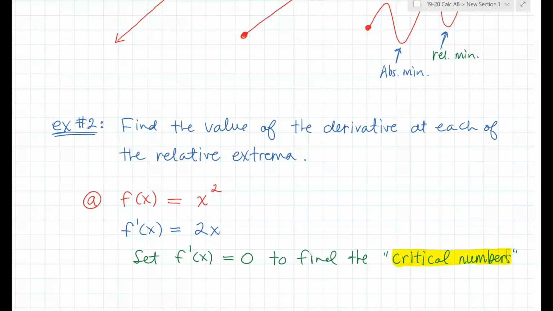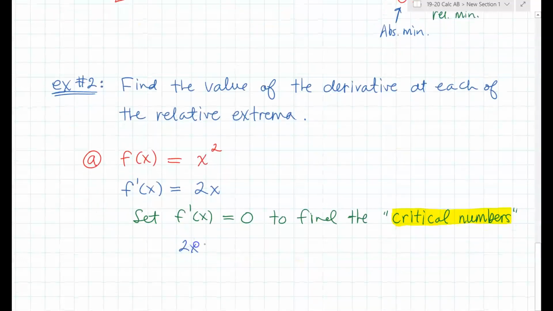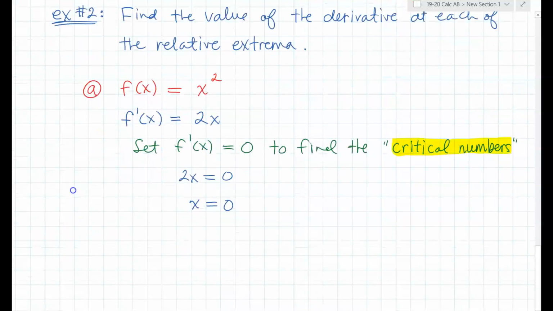Here I did just 0, because there's nothing that makes that derivative undefined, right? No number that I put into 2x is going to make it undefined. So I'm just going to solve for 0. So here we go. 2x equals 0. So therefore, x must be 0. Well, that was easy. So what do I do with this?